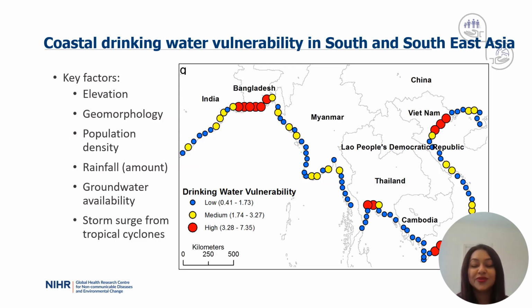This is a map of the coastal zones in South and Southeast Asia showing coastal drinking water vulnerability. Salinity is a widespread problem along the Asian coast, mainly in reclaimed lands where most people live. The red zone shows high vulnerability areas, which you can see are concentrated in the delta zones. Several factors affect coastal drinking water vulnerability, including elevation, which is distance above sea level, geomorphology of the countries, the population density, the amount of rainfall, availability of groundwater, and vulnerability to cyclones and storm surges. And it's been shown that episodic inundation events cause widespread salinization of surface water and groundwater bodies in coastal areas.